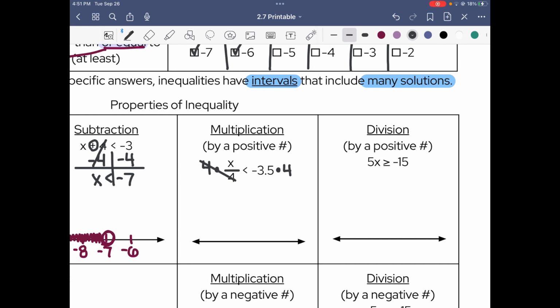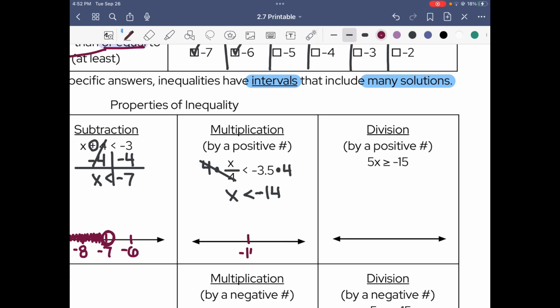Cancel that out. And x is less than, and this is where I would have to pull out a calculator and do -3.5 times 4. Go ahead and try that in your calculator really quick. Okay, I got -14. And this is saying x is less than -14.